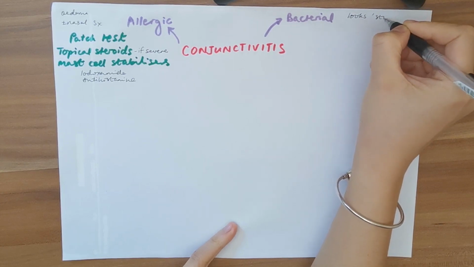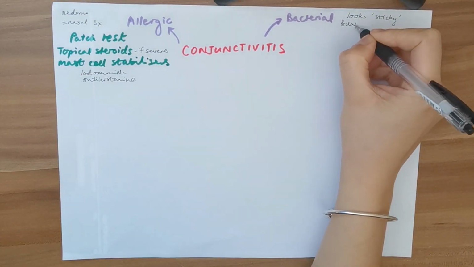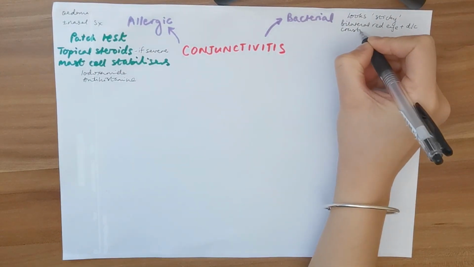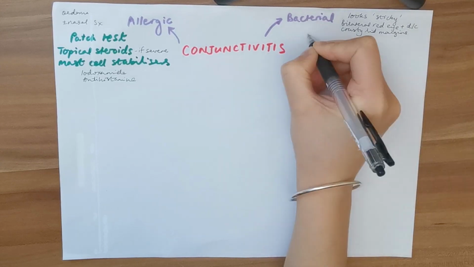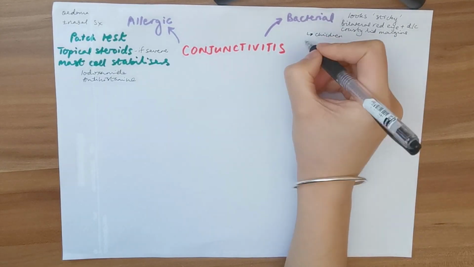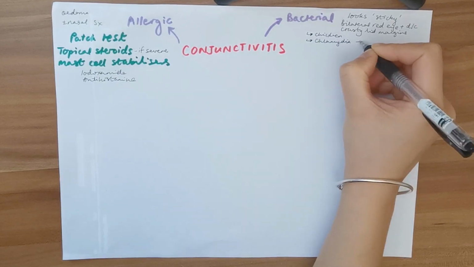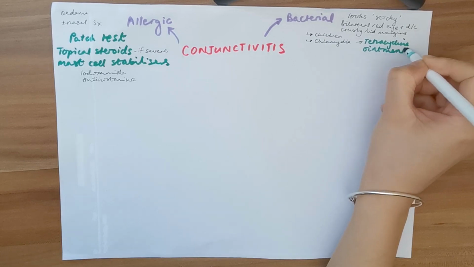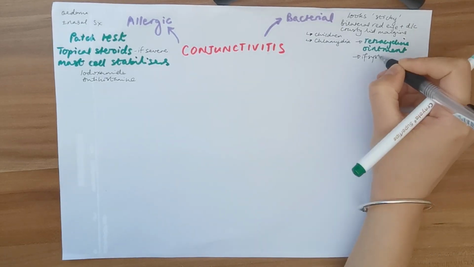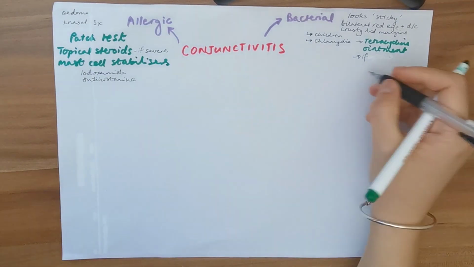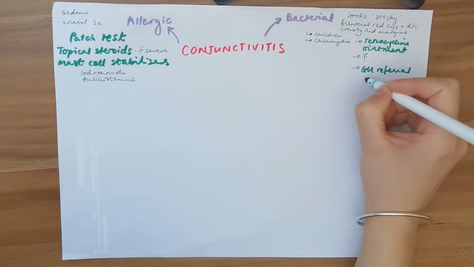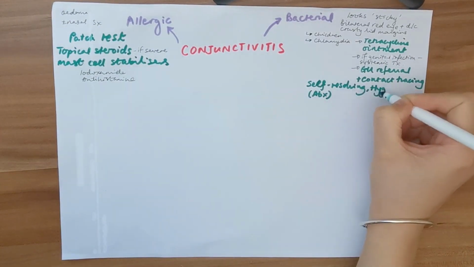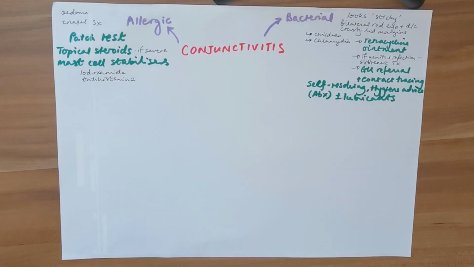So conjunctivitis can also be infective. So bacterial conjunctivitis often looks sticky. You have bilateral red eyes and you get discharge, having crusty lid margins. Very common in children, and it's commonly caused by staph or strep or Haemophilus, and it's very contagious. And usually this is self-resolving with a bit of hygiene advice, and if severe, you can give some antibiotics and lubricants. But if chlamydia was the causative pathogen, then you want to treat with tetracycline ointment. If the genitals are involved, then you want to give systemic treatment. Don't forget GUM referral and contact tracing as well.